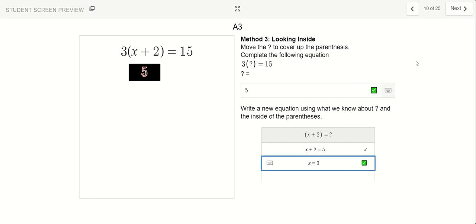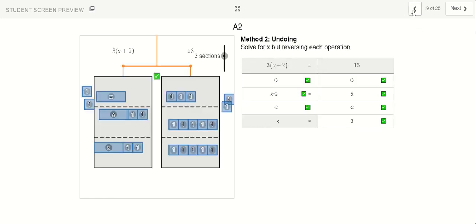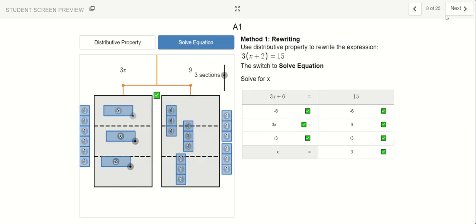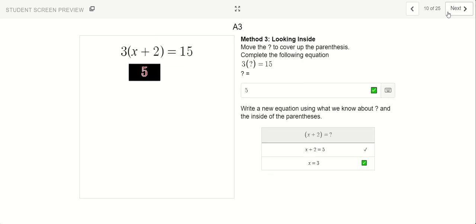Again, notice that no matter what method I picked, I got the same answer, x equals 3. So despite these different methods, we still got the same answer. So let's go and take a look at the next example.